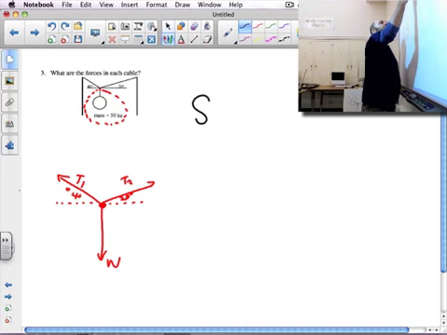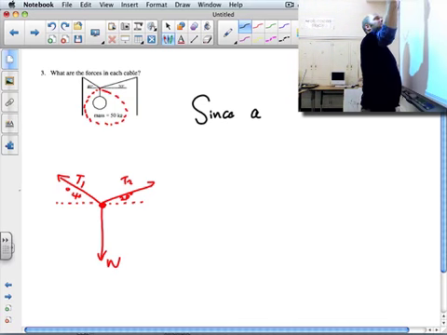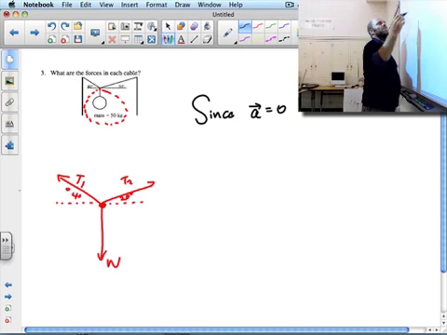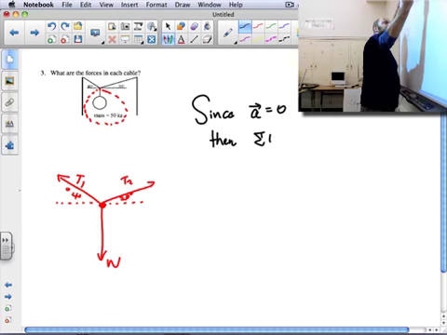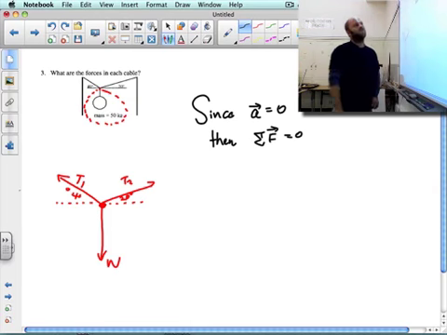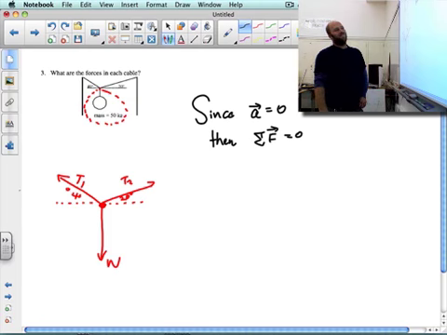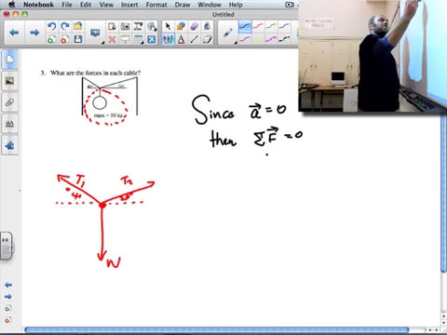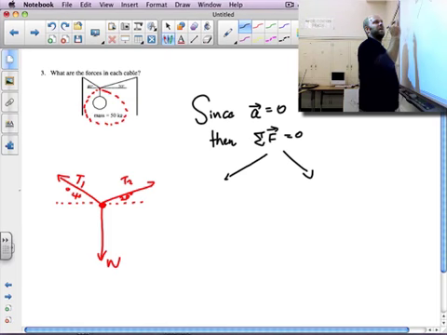Since the acceleration is 0, then all the forces should add to 0. But now we're going to actually add up the forces in the x and y direction.